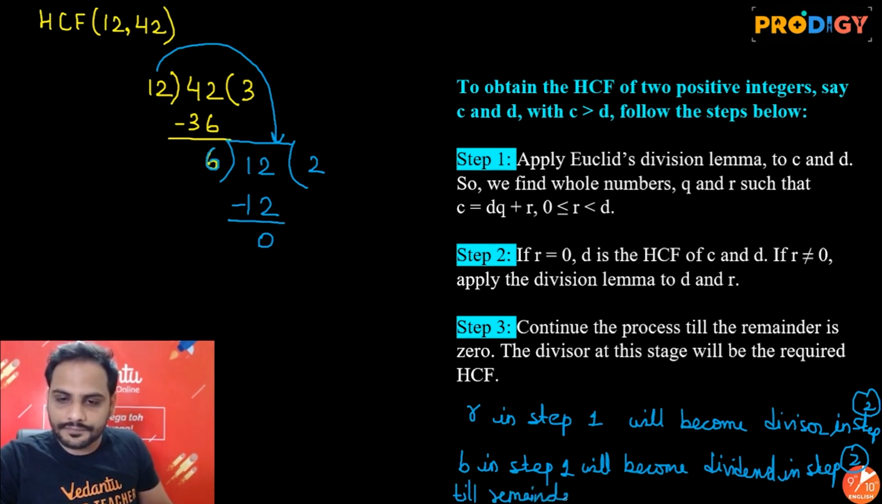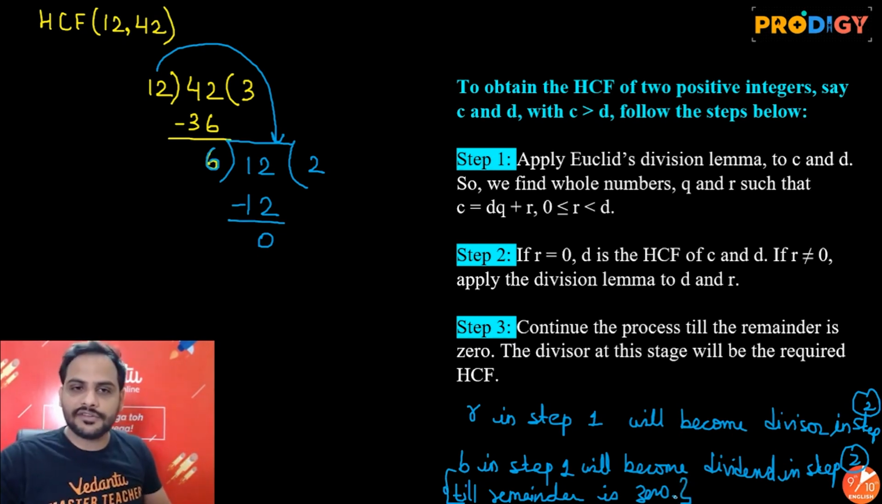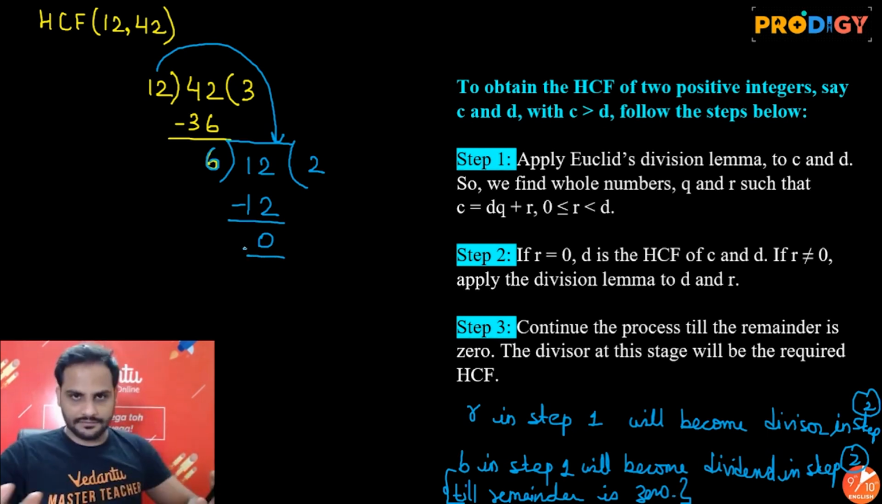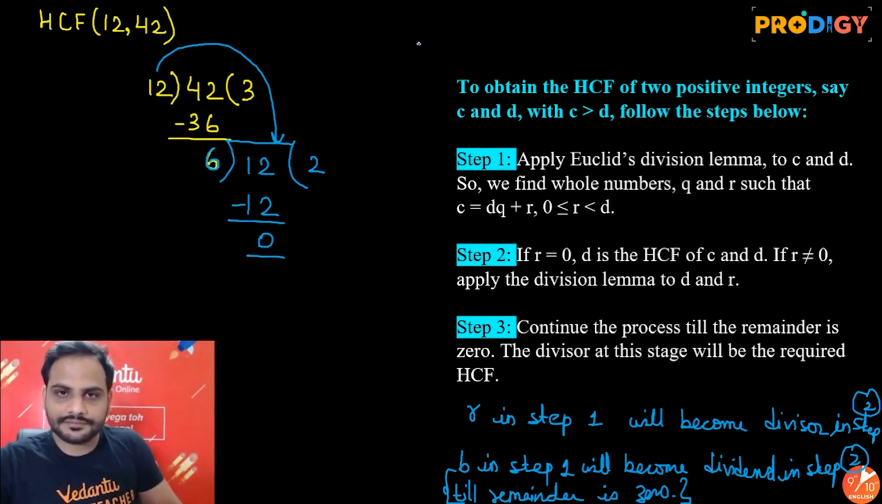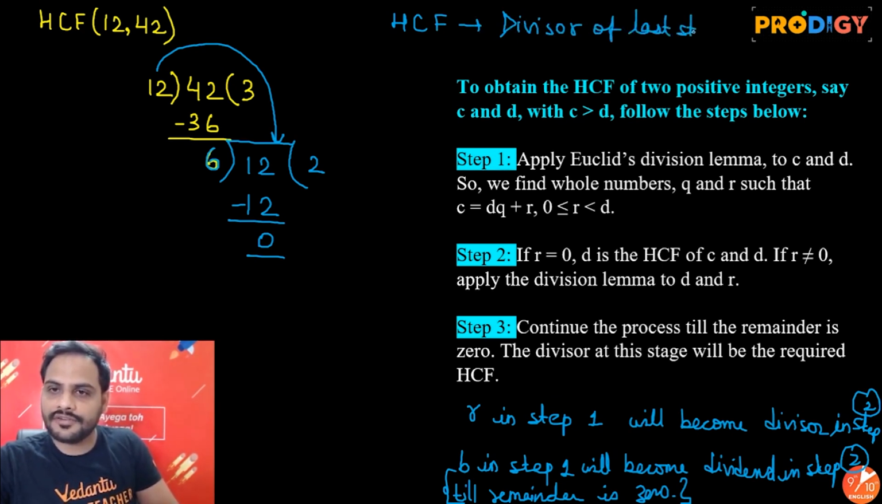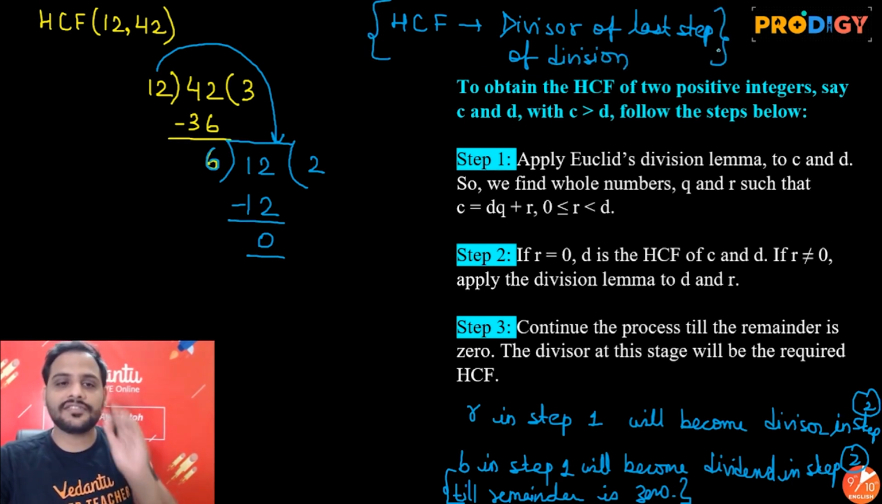This process you will continue till the remainder is 0. Understand, till the remainder is 0, you will continue this process. So we have got the remainder 0, stop the process. Now what is HCF, guys? Remember, HCF is the divisor of the last step of division.